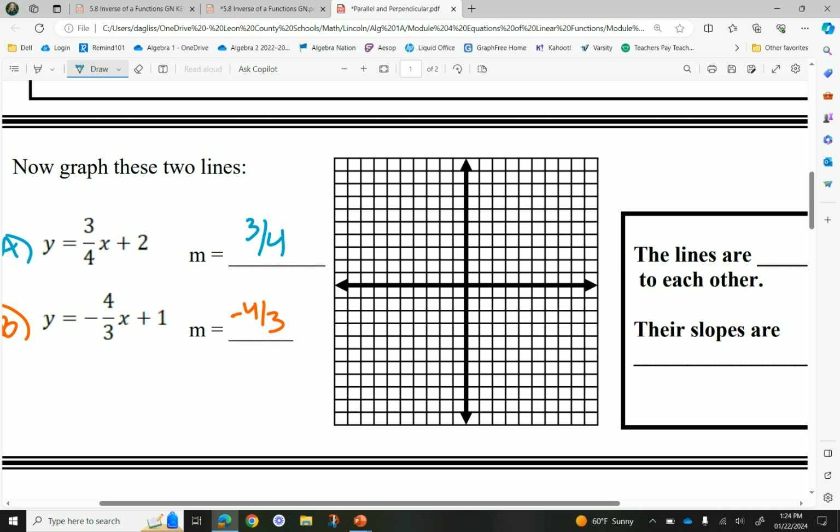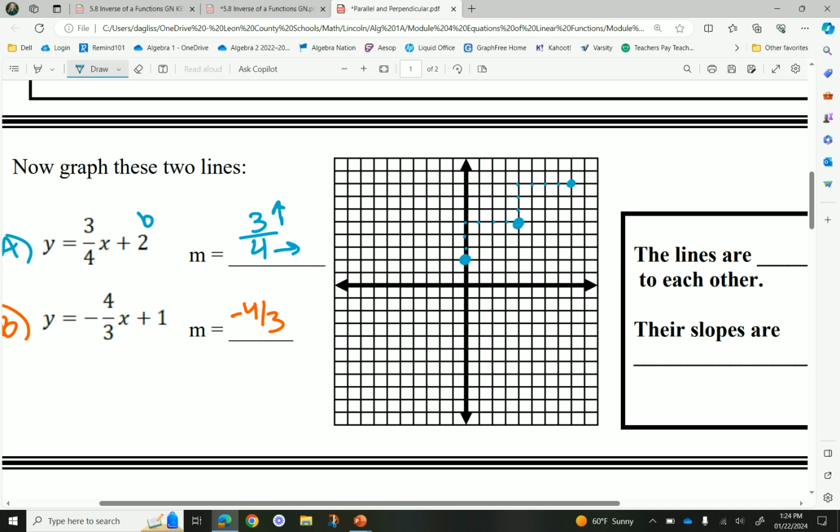So when I graph these lines, for line A, where am I going to start the line? We're going to start it at 2. So +1, +2. And my slope is 3 over 4, so it's going to go up 3 and over 4. So 1, 2, 3 over 1, 2, 3, 4. So up 3 and over 4.